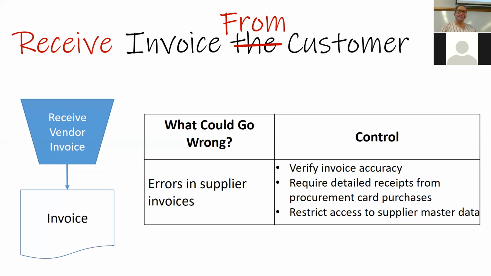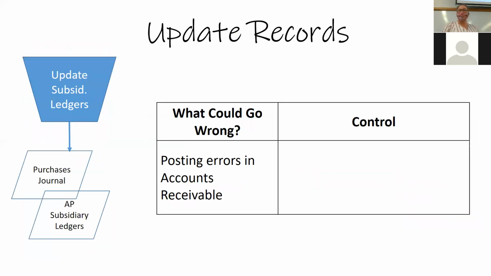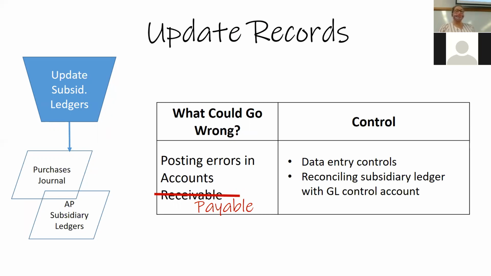All right. So the last one, again, this time, it's the same process. We're updating the AP subsidiary ledger, not the receivable ledger. But as with any time you're touching the journal or the ledgers, it's the same grouping of controls. So as a whole, we would need to implement data entry controls and then periodically reconcile the subsidiary ledgers with the general ledger control account.